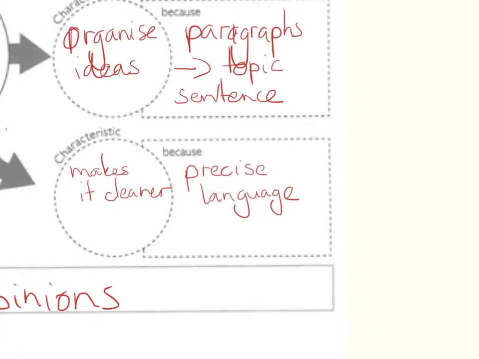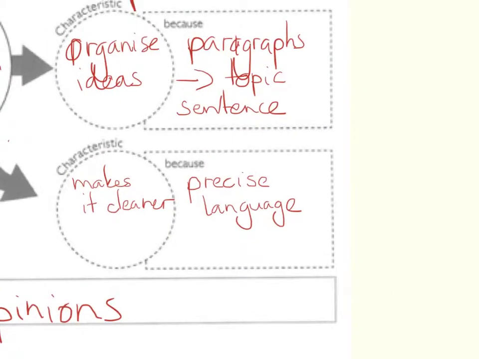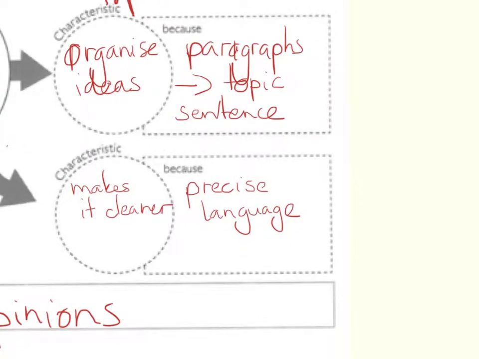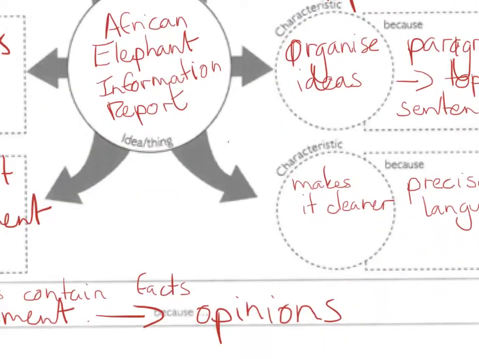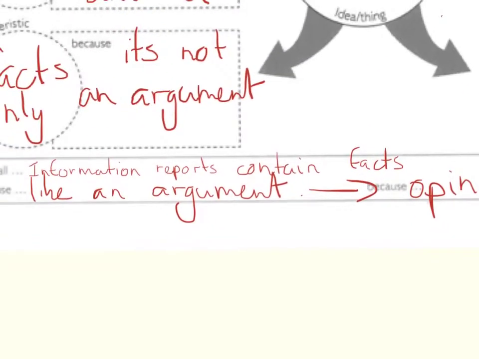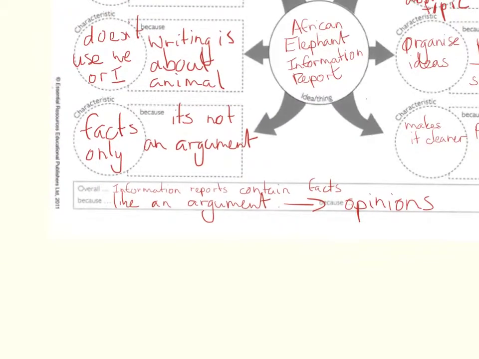If you look over here, use precise language because it makes it clearer. Paragraphs organised into ideas and the introduction and conclusion. And what we said down here is that information reports contain facts like an argument, but an argument has opinions. So in there we've made it extended abstract because we compared the two, and we've said that arguments have facts as well, but arguments also have opinions, which information reports don't have.